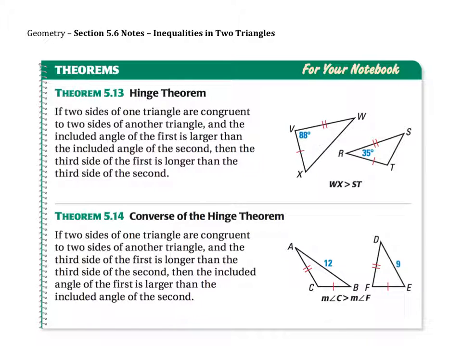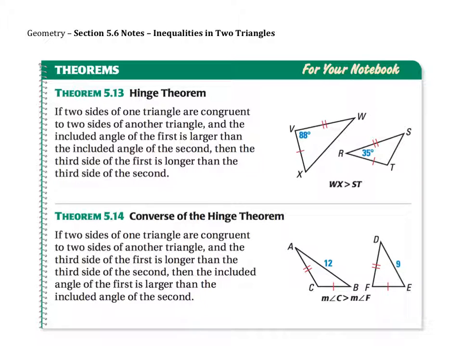It states if two sides of one triangle are congruent to two sides of another triangle. So if you're looking at the diagram, this side is congruent to this side, and this side is congruent to this side. And the included angle of the first, so here would be the included angle, is larger than the included angle of the second, so this one's 88 and 35. Then the third side of the first is longer than the third side of the second.